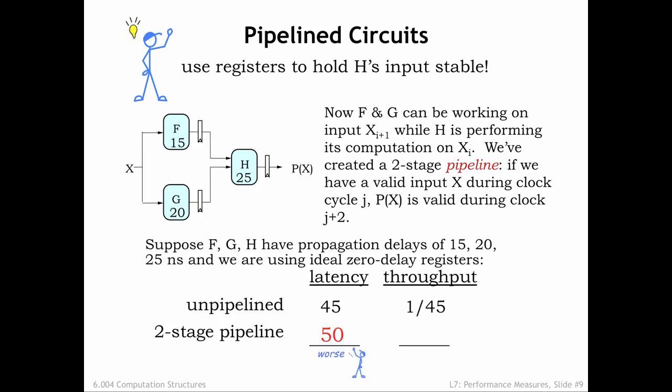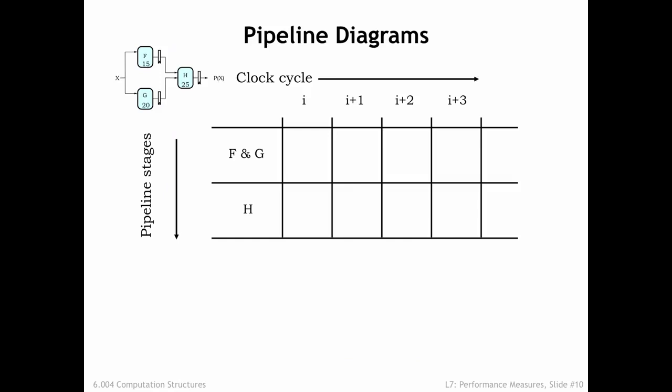The latency of the pipeline system is a little longer than the latency of the unpipelined system. However, the pipeline system produces one output every clock period, or 25 nanoseconds. The pipeline system has considerably better throughput at the cost of a small increase in latency. Pipeline diagrams help us visualize the operation of a pipeline system. The rows of the pipeline diagram represent the pipeline stages, and the columns are successive clock cycles. At the beginning of clock cycle I, the input x sub I becomes stable and valid.